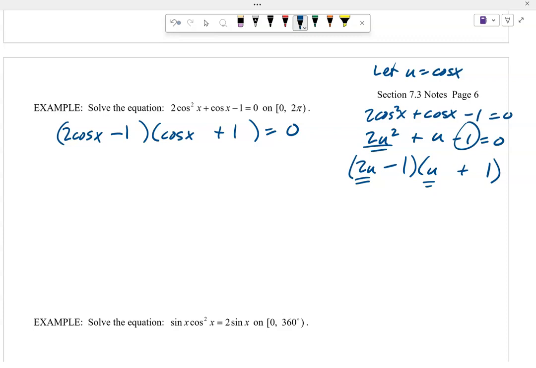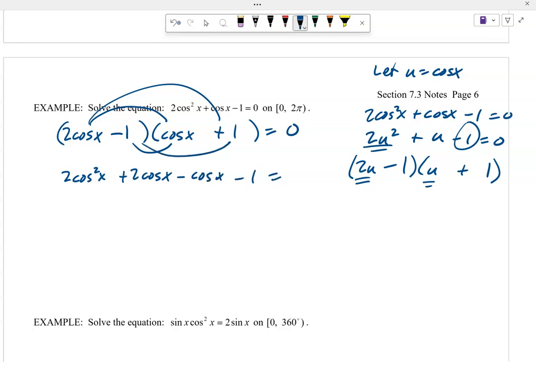Again, if you're not sure if you factored it correctly, just make sure you FOIL it back and check it. 2 cosine squared plus 2 cosine of x minus 1 cosine of x minus 1. There's my like term, so I have 2 cosine squared x. 2 cosine minus 1 cosine is just a 1 cosine in the middle, minus 1. You see how that's what we started with, right? So let me erase all this. So I did factor it correctly.